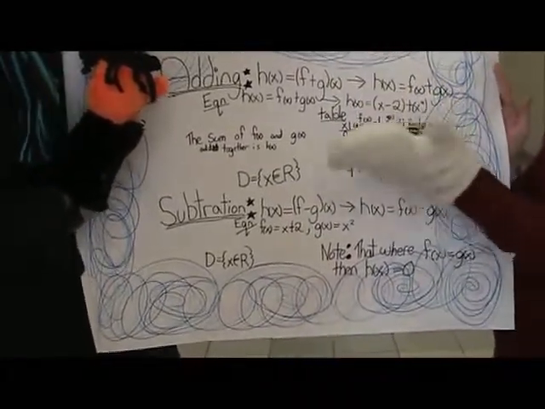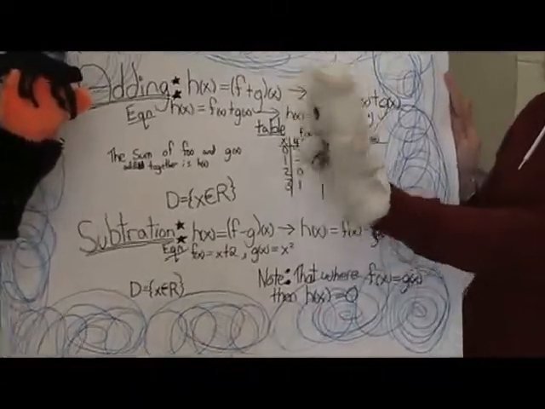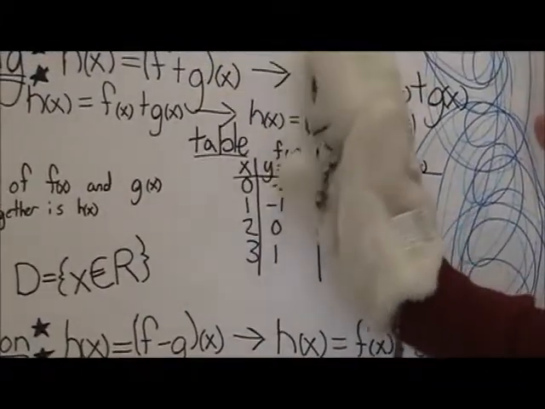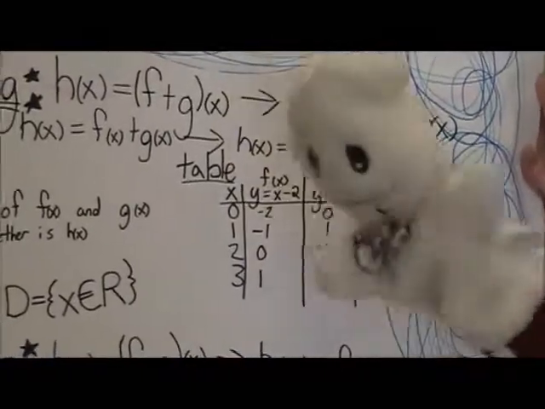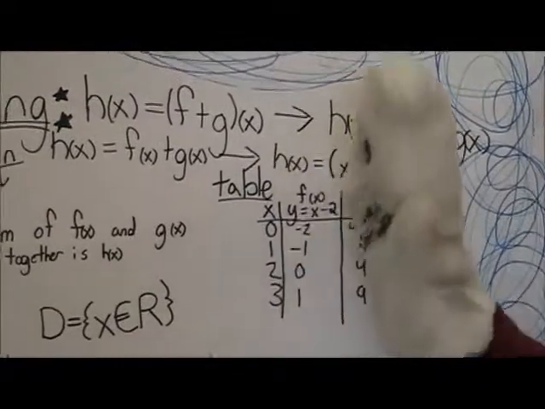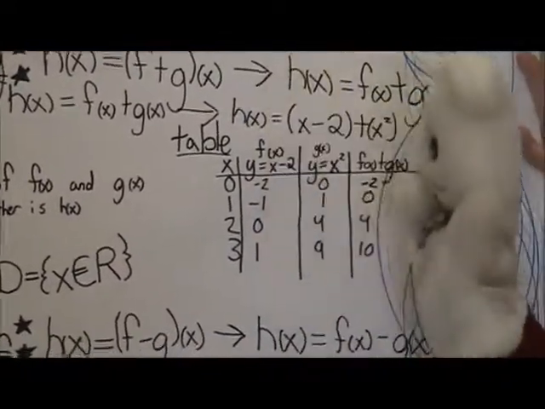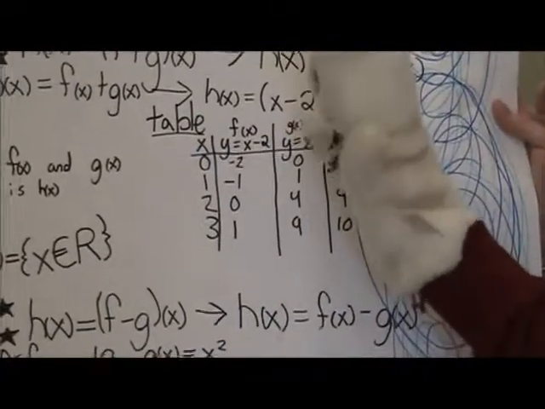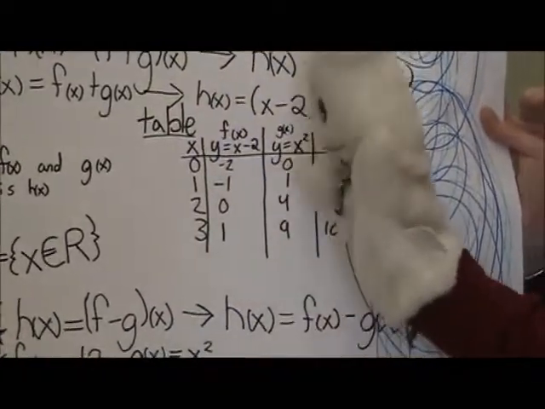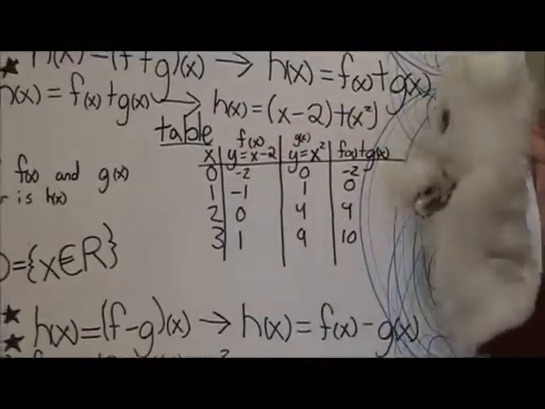So if we look at this nice little table that just magically appeared, we have the x's, which is 0, 1, 2, and 3. And then if we do something to the x's, and we're finding the y's now, just so you're aware. So we have x minus 2, so we have now the f of x's are negative 2, negative 1, 0, and 1. And then we have the g of x's, which is x squared, which is 0, 1, 4, and 9.